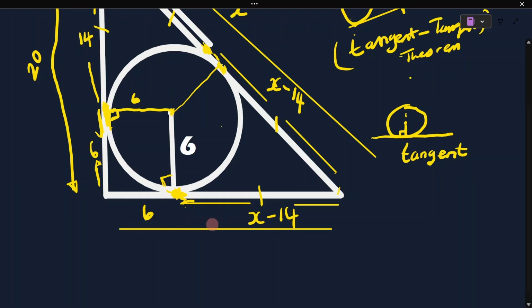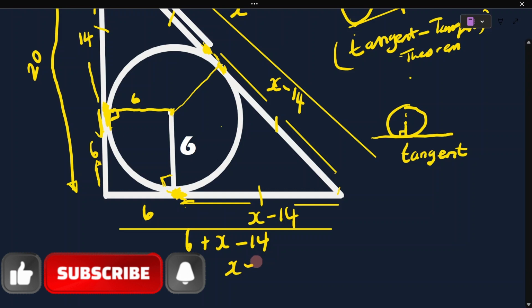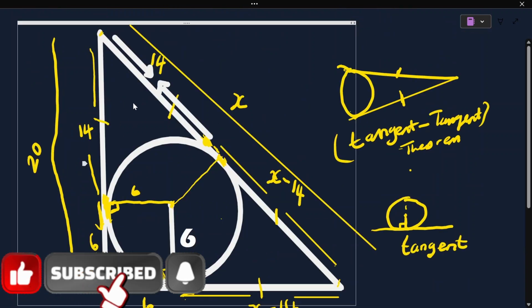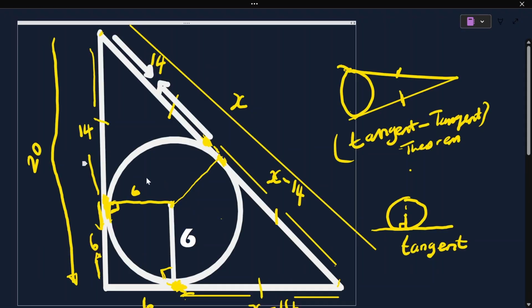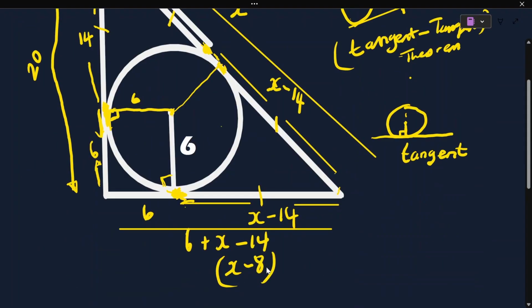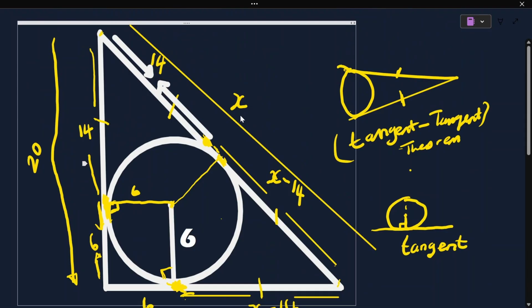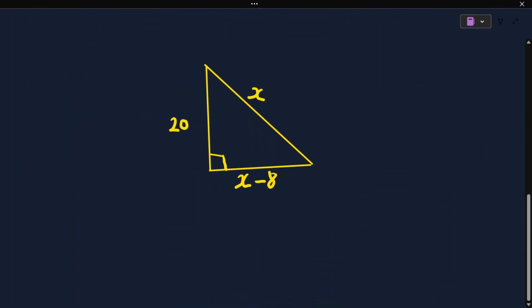So the total length here will now be 6 plus s subtract 14. If we add, we have our answer to be s subtract 8. Now, if we bring this shape out, we are going to have our right angle triangle with the values we've already gotten here. We have 20 here, we have s subtract 8, and we're still looking for the value of our s. So we brought it out here. Now let's find the value of s.